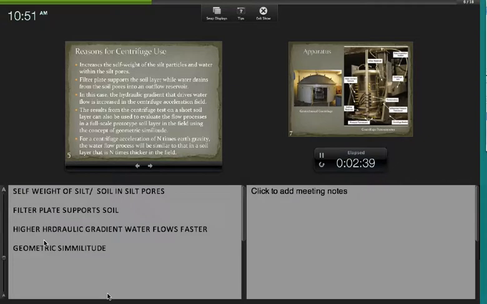The reason for using a centrifuge is that when you're spinning, the self-weight of the soil and the water is increased. We have a filter plate that holds up the soil, so water is allowed to drain while holding the soil up. A centrifuge also increases the hydraulic gradient of the soil, which means that water is going to flow faster than it would in a natural setting. And by a concept known as geometric similitude, our scale model, which was only about this big, directly correlated to a sample size of about 8 meters. So it's a lot easier to study.